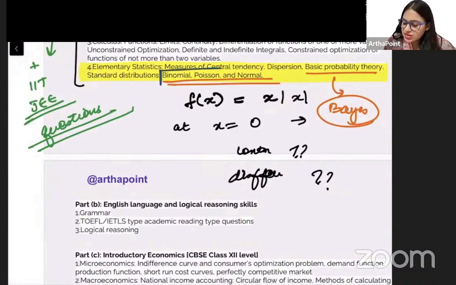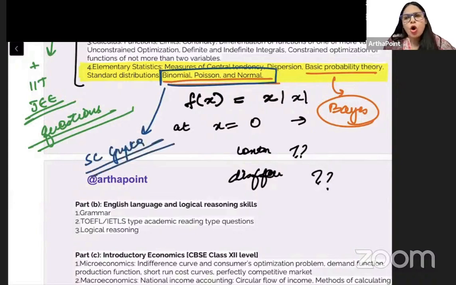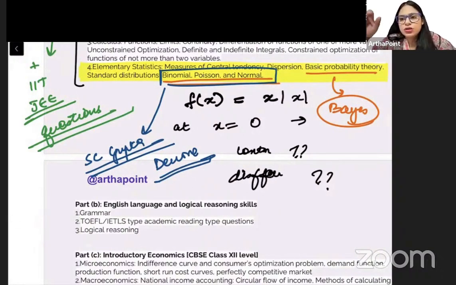And for revising these properties, you can follow the book S.C. Gupta, or Devore. Both are good books to be followed. Either of these can be done. You can also do it through the lectures if you have enrolled with me. But these are the three important things that you need to do.